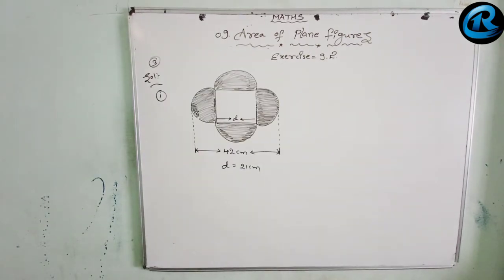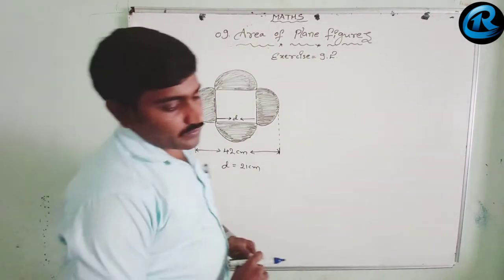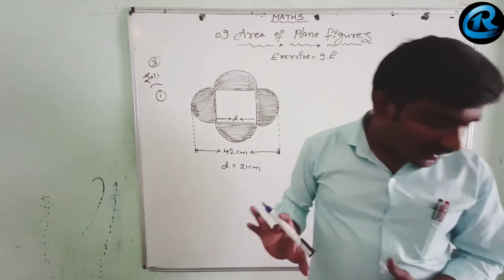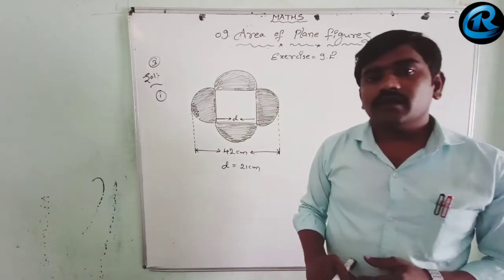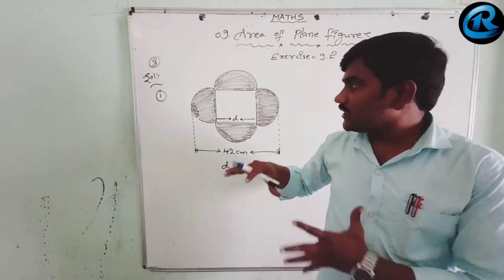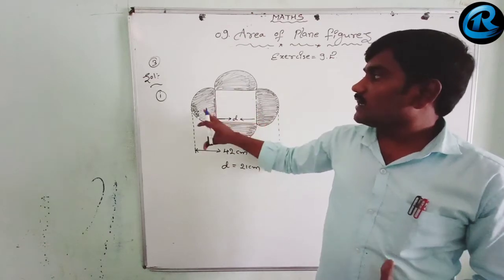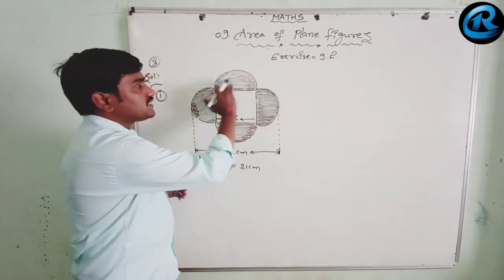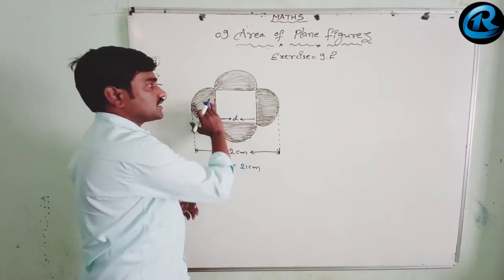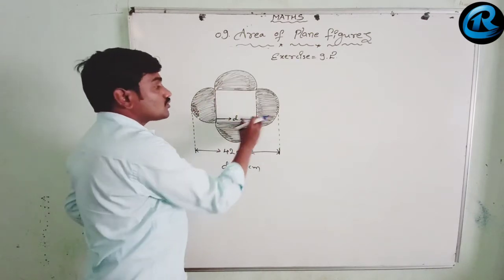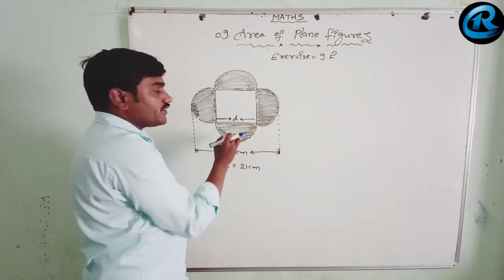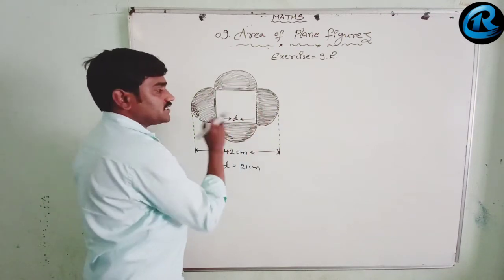Now let us go for the third bit. In the third bit we need to find out the area of the shaded region. The area of the shaded region we have to find. See that here the shaded region, the 4 semicircles are here. They are not complete circles. So the 4 semicircles which are shaded, we need to find out.